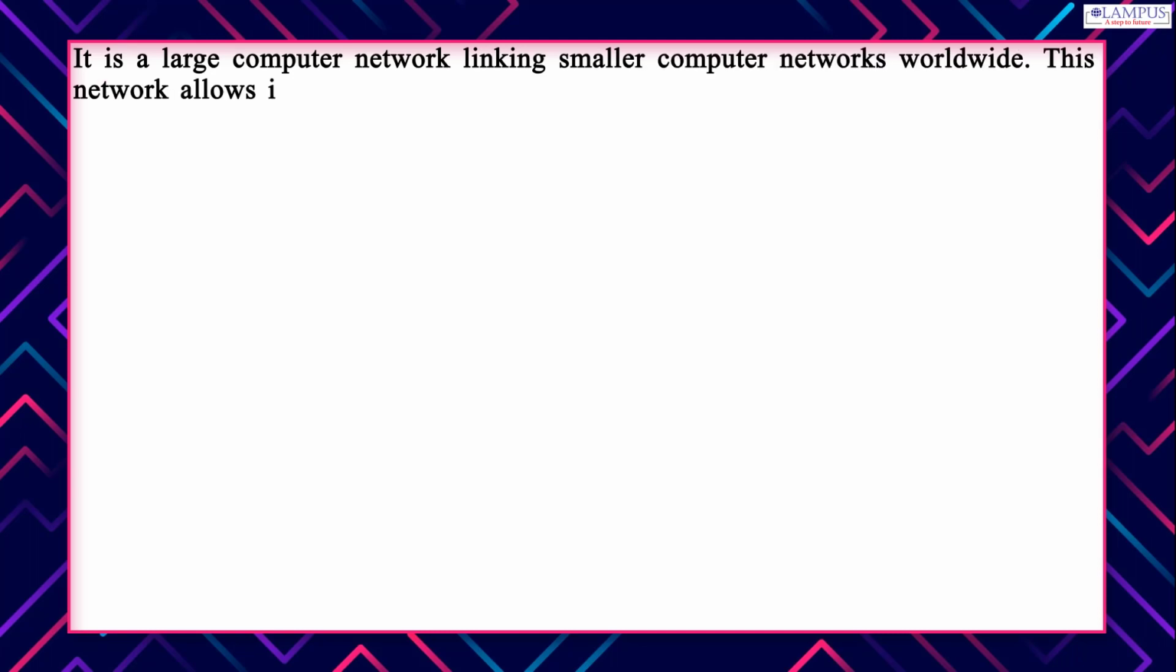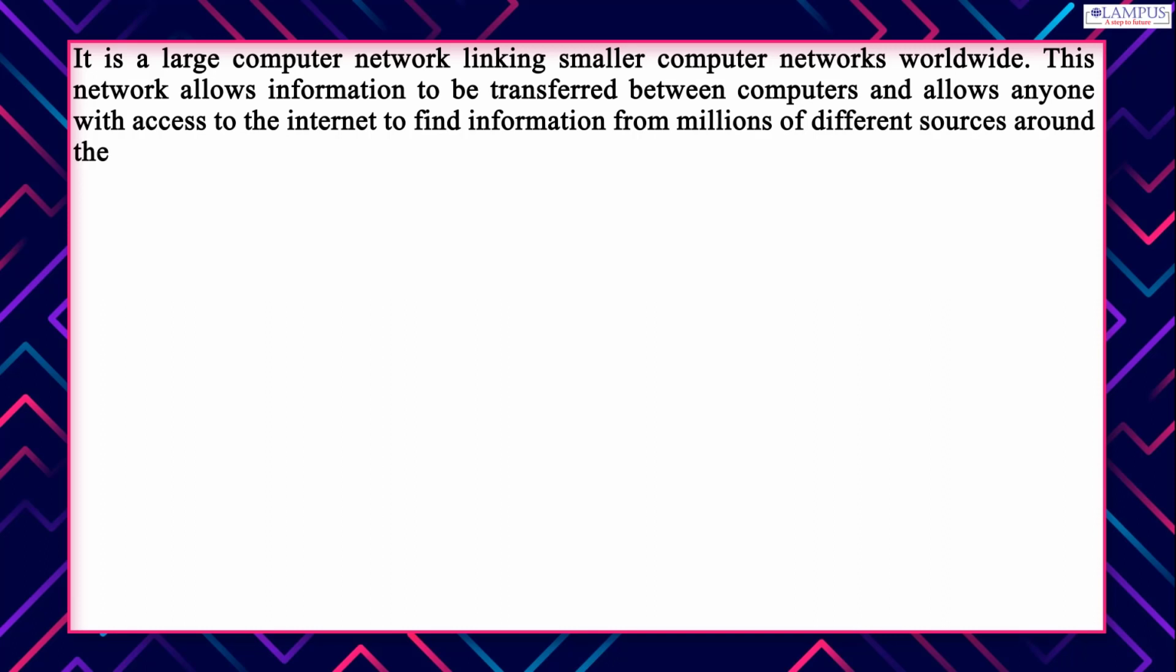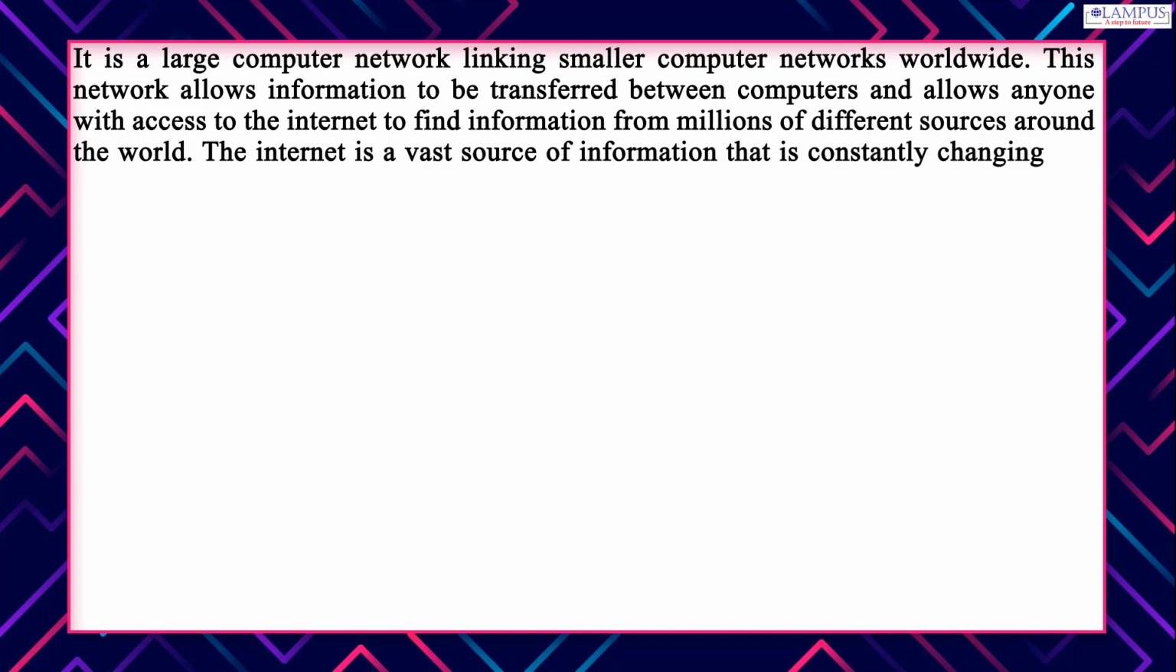This network allows information to be transferred between computers and allows anyone with access to the Internet to find information from millions of different sources around the world. The Internet is a vast source of information that is constantly changing and expanding.